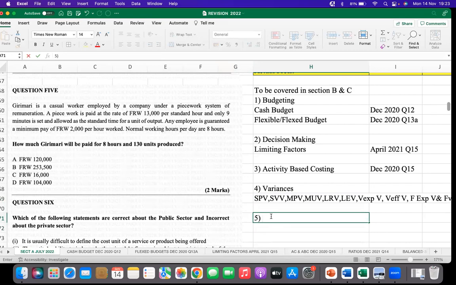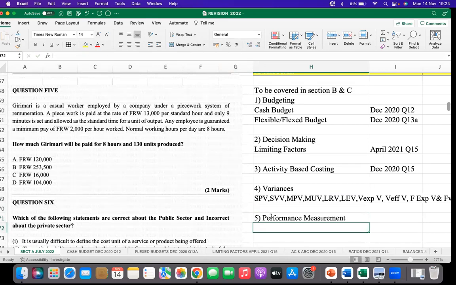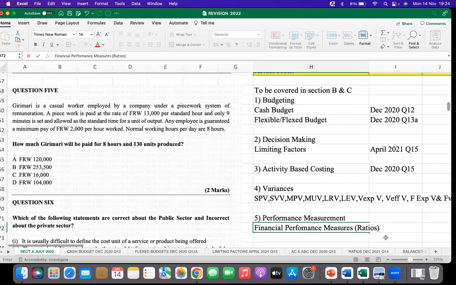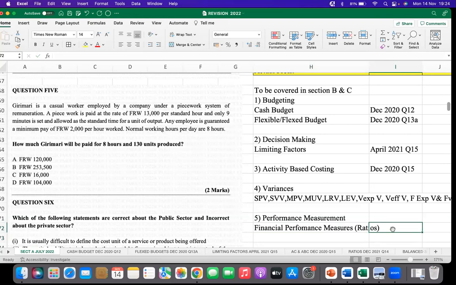Next, we will also look at performance measurement. Now I'll be covering these topics through past paper questions. Under performance measurement, I will look at financial performance measures using ratios. Now, under ratios, I will cover December 2021, question number 14.